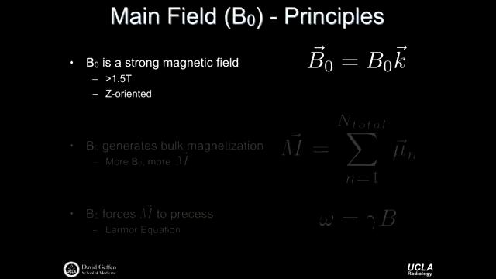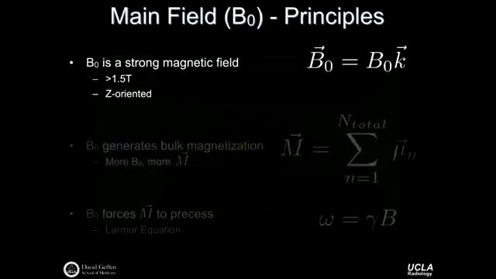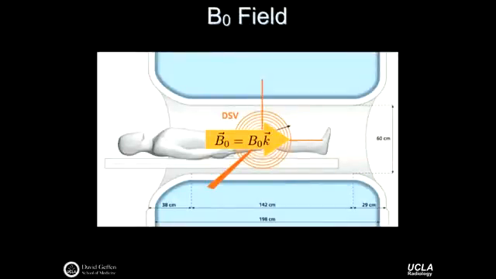Okay, so let's talk a little bit more about this B0 field. We talked quite a bit about it last time, but just a few more comments about it. Mathematically, this is what I want you to have in mind. The B0 vector field has a magnitude B0 pointing along the K direction, and we take the K to be this long axis of the scanner.